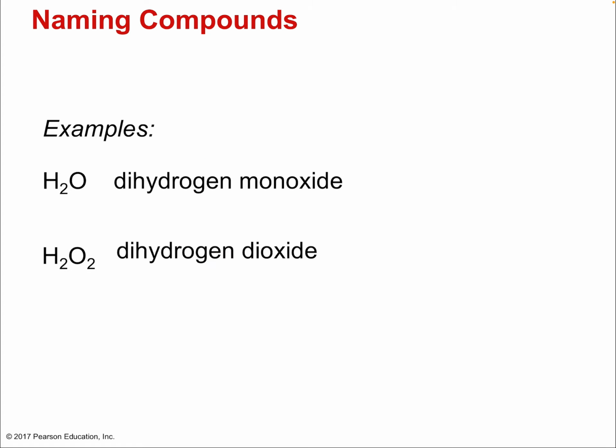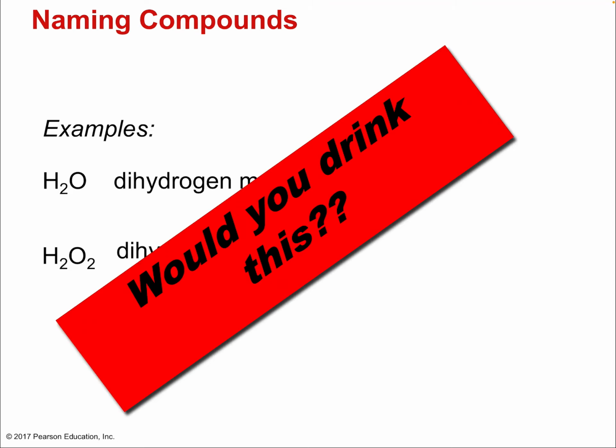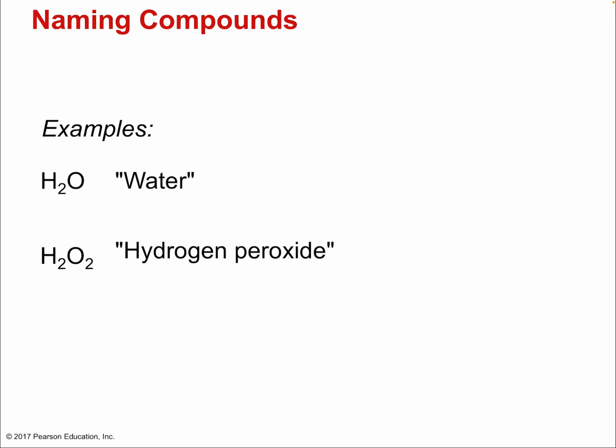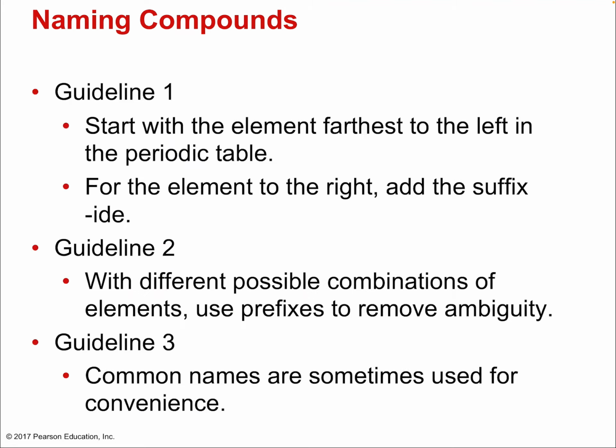Another example, dihydrogen, because the hydrogen comes first since it's further to the left on the periodic table. We're reading from left to right. So dihydrogen and then monoxide. On the other hand, we could have dihydrogen dioxide. Pretty cool. So would you drink dihydrogen monoxide? Sounds kind of dangerous, right? But of course you would. It's just H2O, which is just water. But as for dihydrogen dioxide, you probably wouldn't want to drink that because it's hydrogen peroxide, but you certainly would want to pour it on a cut to make sure that your cut heals well.